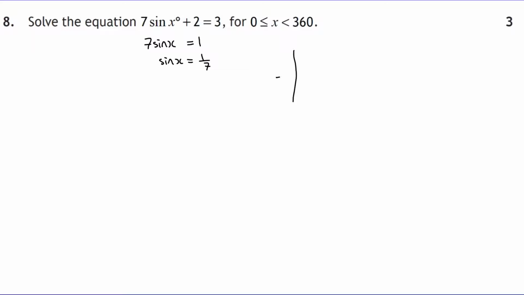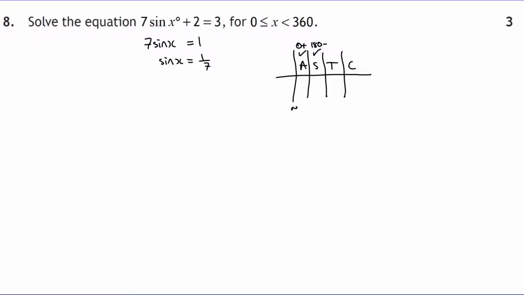Then I'm going to jump over to a 4-quadrant diagram. A, S, T, and C. You might have a slightly different diagram that you use. We're going to tick off sine as positive, so we're going to tick all and sine. This is our 0 plus region, and this is our 180 minus region.